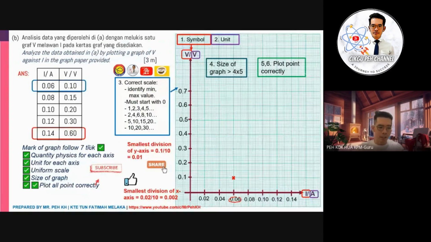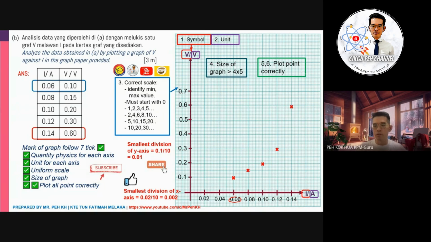Okay, then our second reading will be 0.08, 0.15. So 0.08 will be here, and 0.15 will be here. Right? Because this is 0.1, half will be 0.05, so that means here will be 0.15. Okay, so this will be the tick.